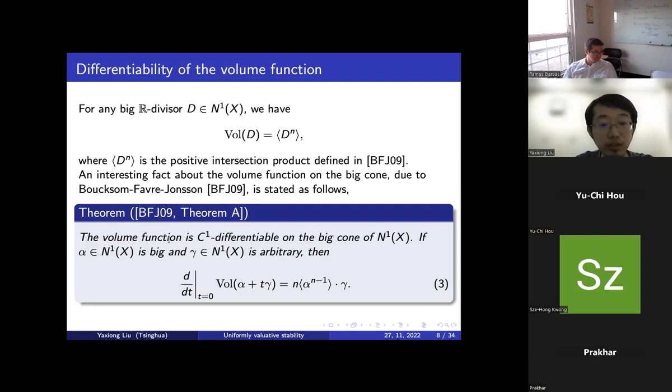They show the volume function is C^1 differentiable on the big cone and compute the derivative by this formula. On the right-hand side, this part is called a dimension one cycle, and gamma is a divisor. You can see it as a divisor, so the intersection is well defined.